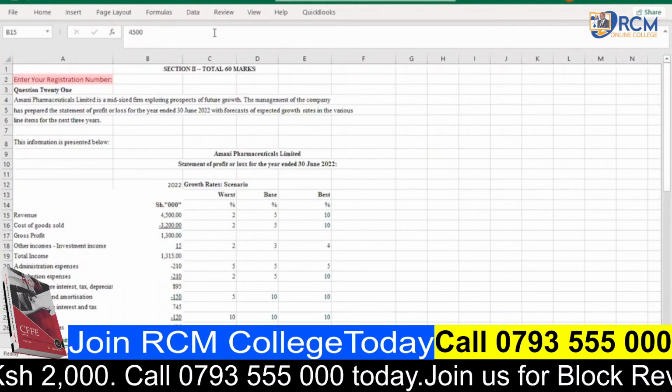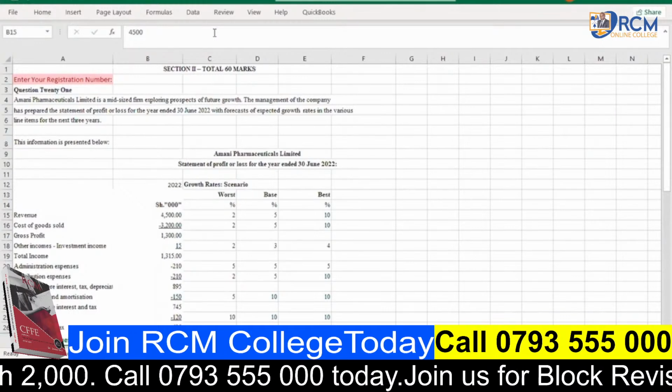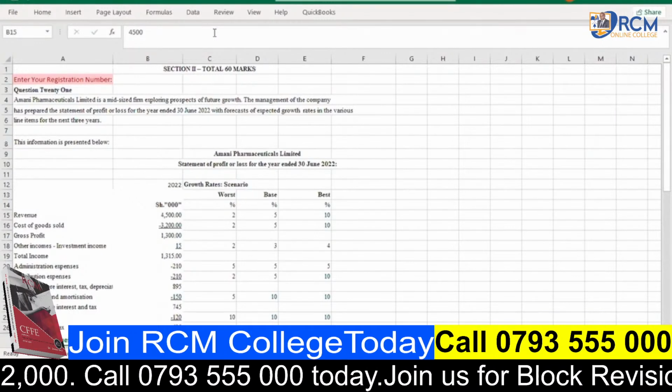For the exam, you get to the exam center with your own laptop.